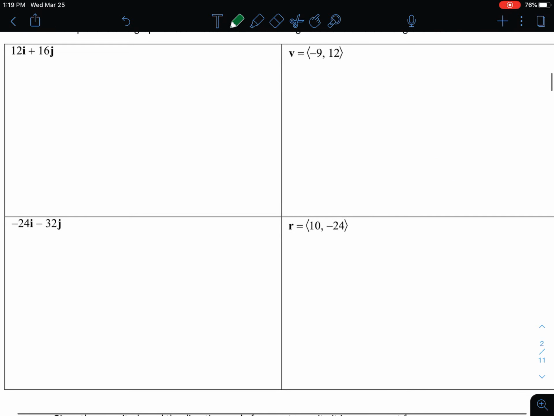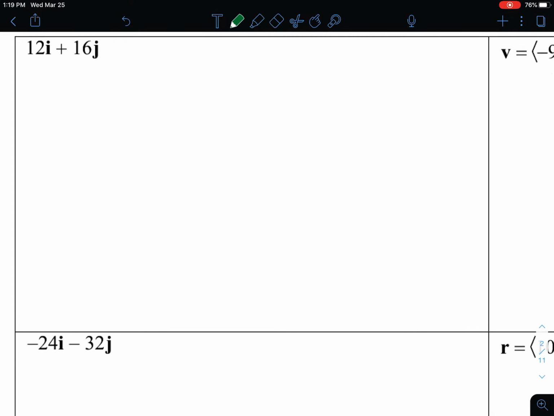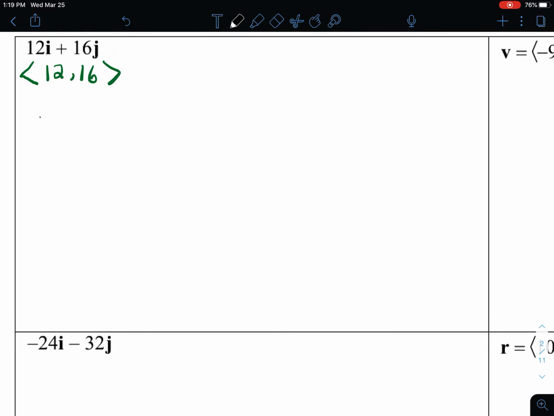So what I have here is 4 examples of how to find magnitude and direction angle for vectors that point in different quadrants. And we'll look at the very first one on the top right. Let's say I have the vector 12i plus 16j. Now really, that is the vector 12 by 16. Graphically, I know this points in quadrant 1.